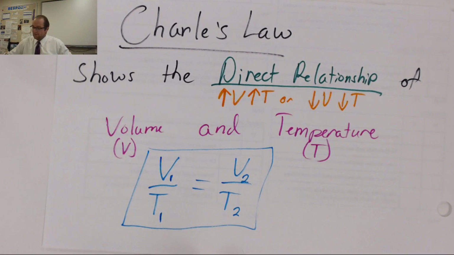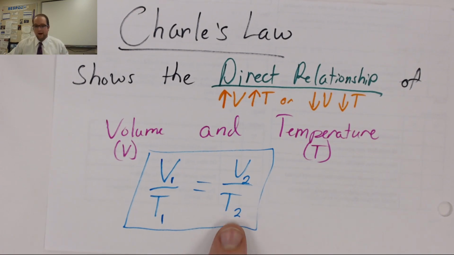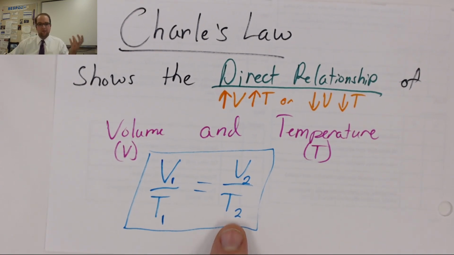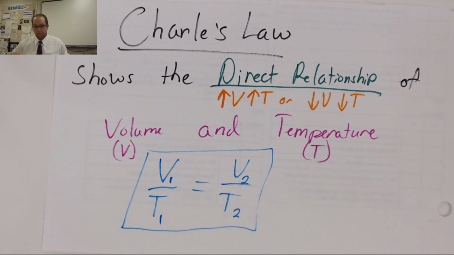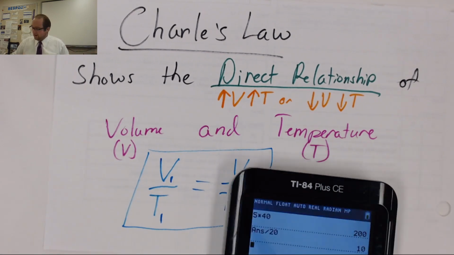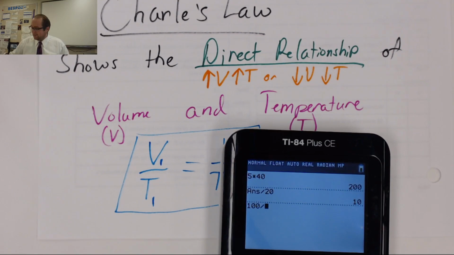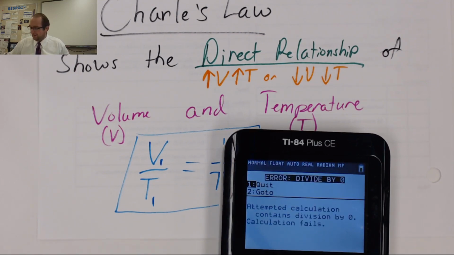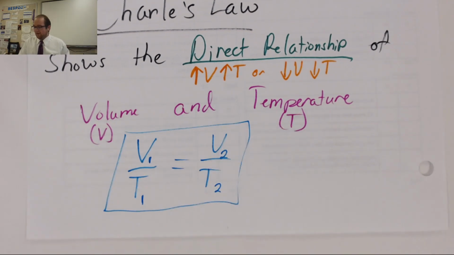Now, we do have a very special rule here with using Charles' Law, and that is with the temperatures. Notice the temperature is in the bottom of the equation, which means that if I had 0 degrees Celsius as my temperature, I'd run into a crazy problem with my calculator, right? If I have 100 milliliters divided by 0 degrees, the calculator gets angry at me. So we need something to fix that.